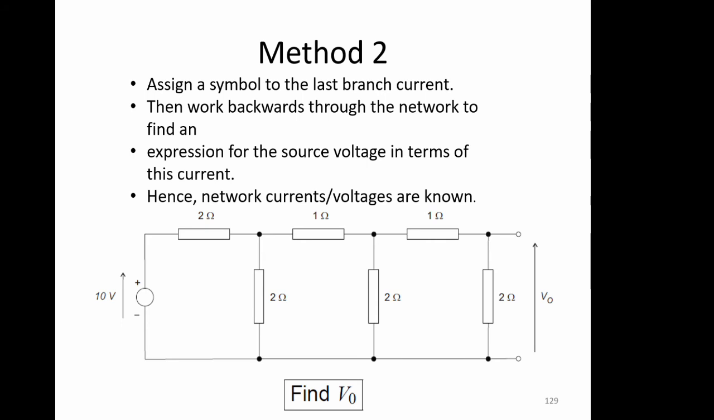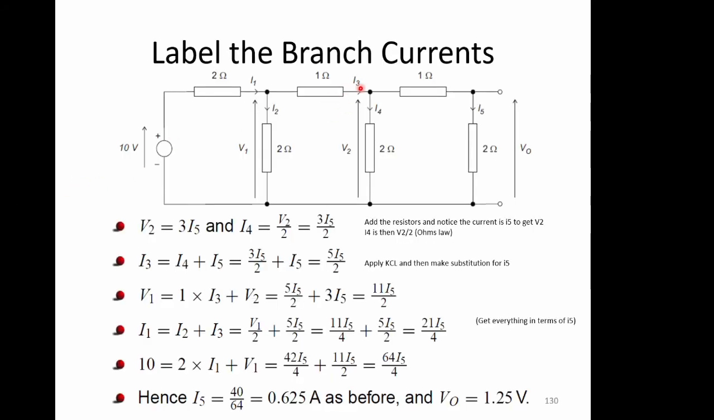An alternative technique: label the branch currents. So we've got I5, I4, I3, this one is also I5, remember, I1, I2. So we've labelled all those. We've noted these voltages here, V0, V2, V1. And then we can say that V2, this one here, is equal to 3 times I5. So I5 goes down here, and we know it's a 3 ohm resistor because it's 1 plus 2. Okay, and that gives us the voltage at this point here.